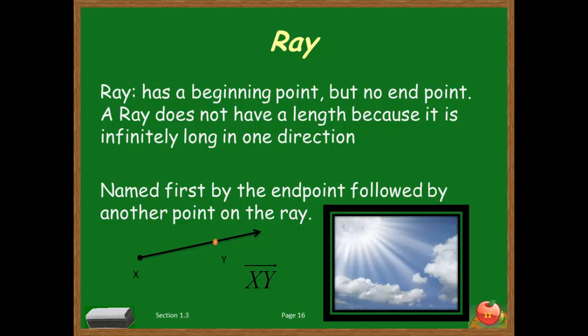A ray. A ray has a beginning point but no end point. It has a beginning, but it continues on forever. A ray does not have a length because it is infinitely long in one direction. When we name a ray, we name it by the endpoint X and another point on the ray, XY. The endpoint is always going to match with the endpoint of the ray, and the arrow side will always match with the part that goes on infinitely. This is a ray. The sun has rays. They start at the sun, but they do not end. They go on infinitely.